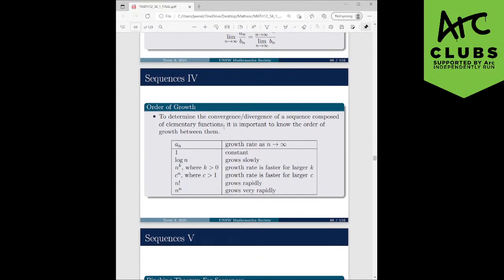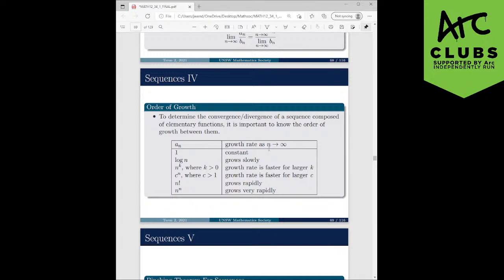I suppose this is not biased. This is very important: order of growth. The elementary functions are the power functions, trig functions, log functions, and exponential functions. So, the order of growth of these. Basically, how fast do they increase?